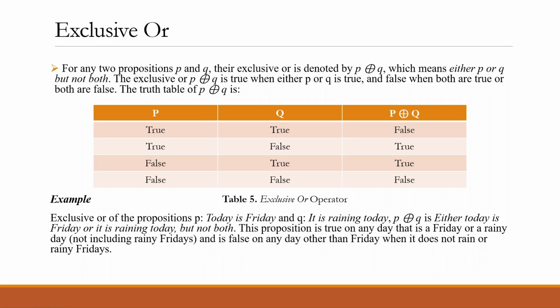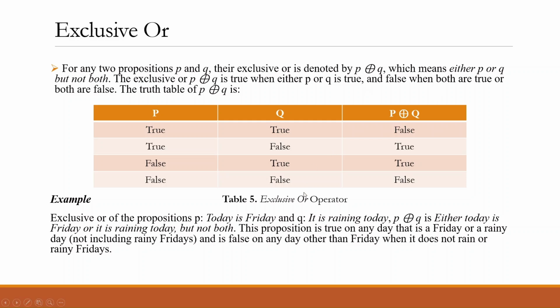Now, XOR, exclusive OR. For any two propositions P and Q, their exclusive OR is denoted by this sign, which means either P or Q but not both. The exclusive OR is true when either P or Q is true, and false when both are true or both are false.